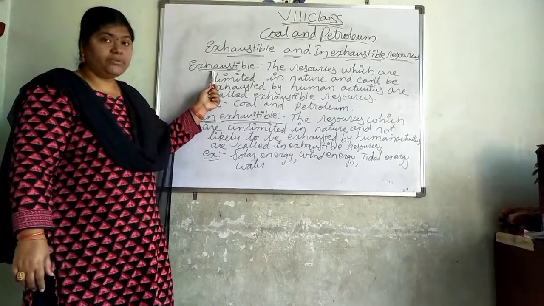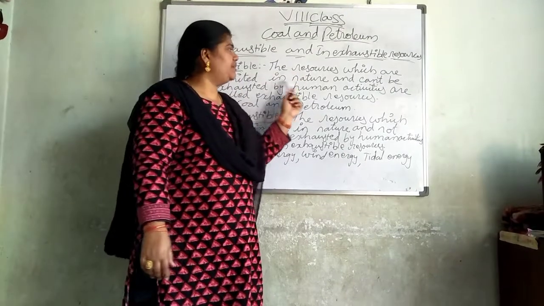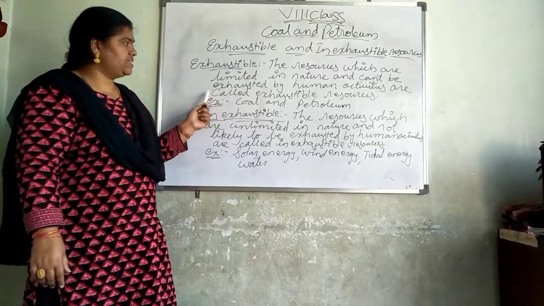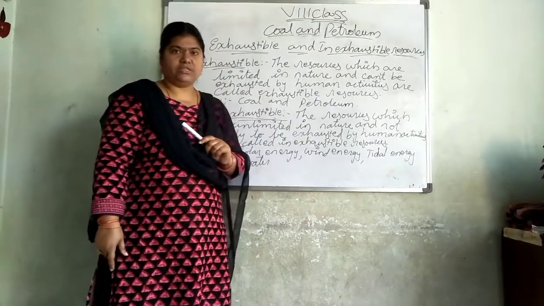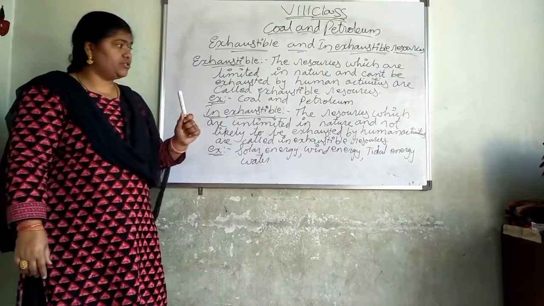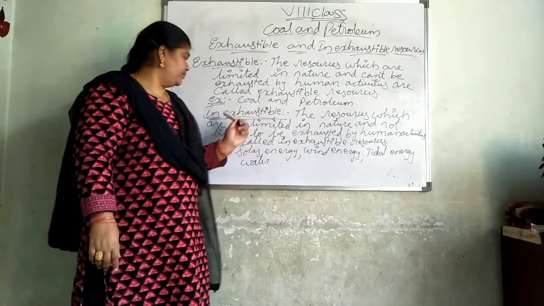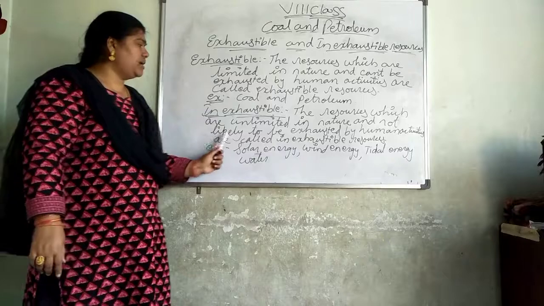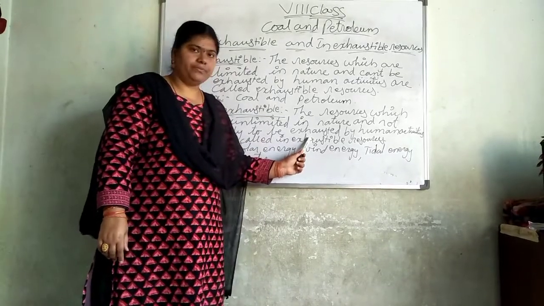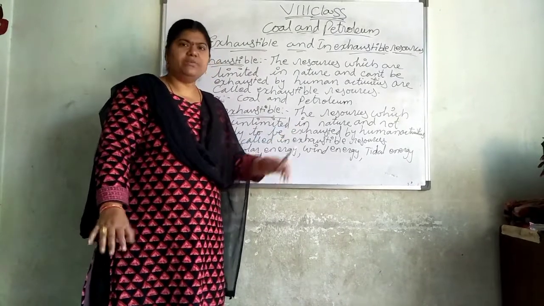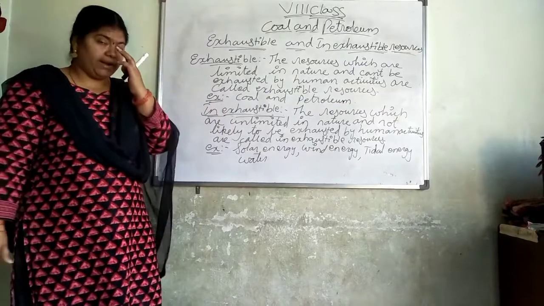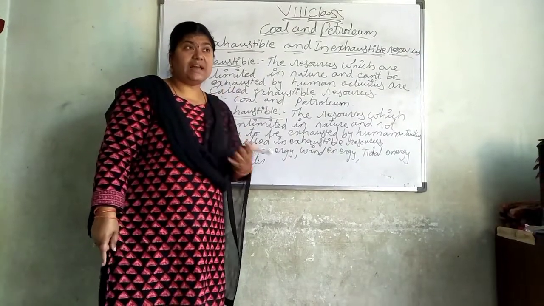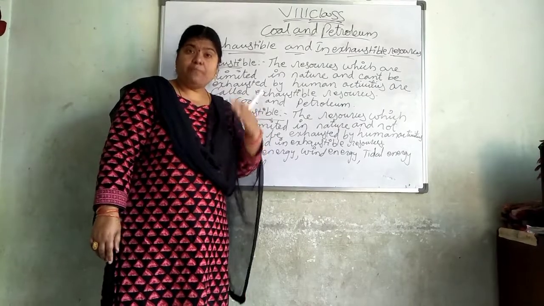The resources which are limited in nature and cannot be replaced by human activities are called exhaustible resources. What are inexhaustible resources? The resources which are unlimited in nature and not likely to be exhausted. Unlimited means they are in large quantities. However much we use, they will not be reduced. That also we must use in a proper manner.